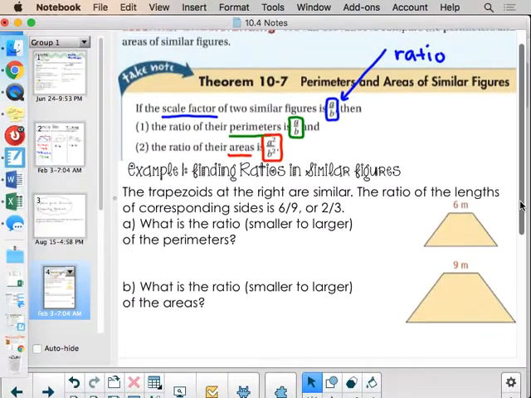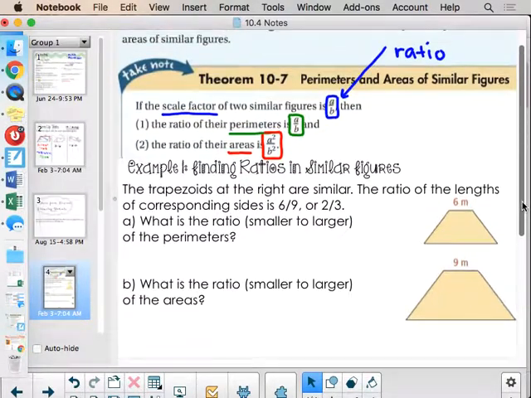Okay? So here is my first problem. The trapezoids at the right are similar. The ratio of the lengths of corresponding sides is 6/9, or we can simplify that to 2/3. The reason I know that without even being given that information is these two parts here are in corresponding positions, and I've already been given the fact that they are similar in the question. So their scale factor, I'm going to say, is right here.